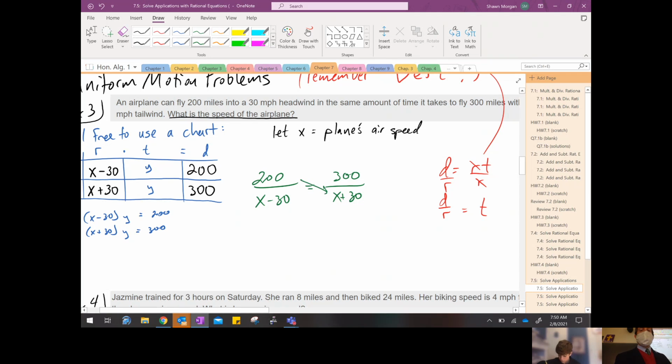What we would do is cross multiply. 300 times x minus 30 equals 200 times x plus 30. Divide both sides by 100. Distribute. We get 3x minus 90 equals 2x plus 60. Subtract 2x, we get x. Add 90, we get 150.